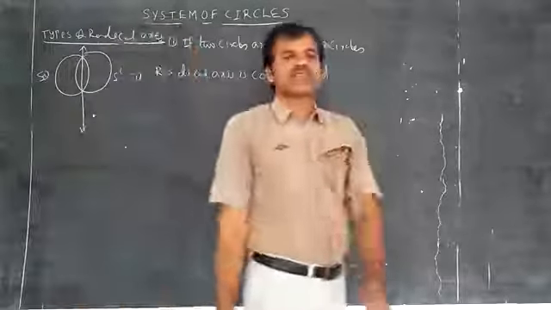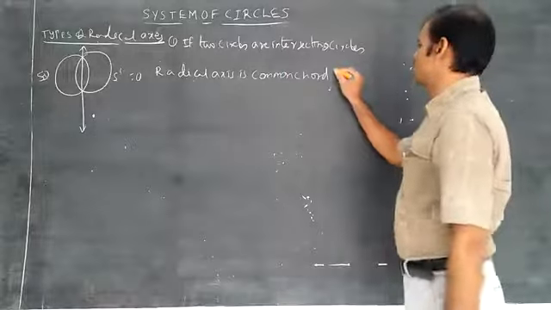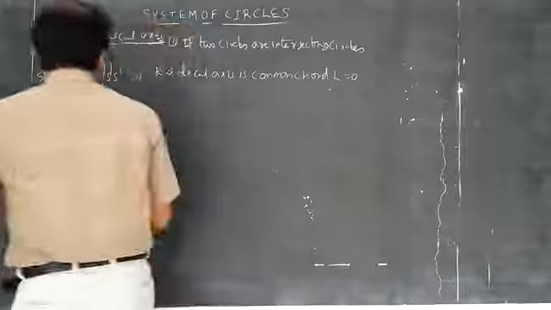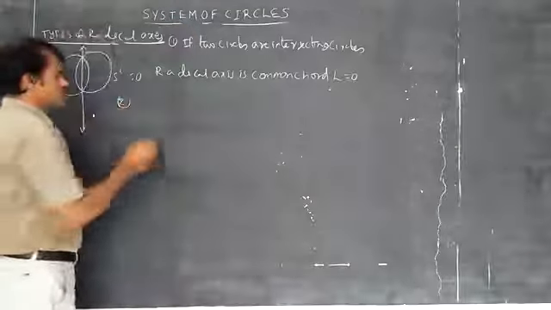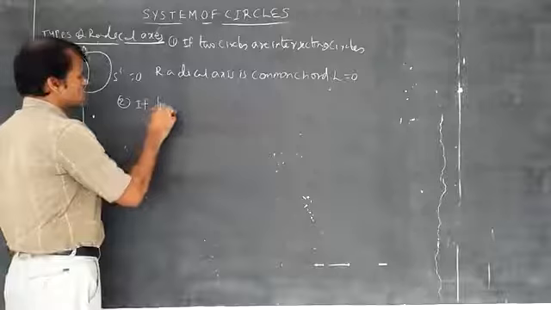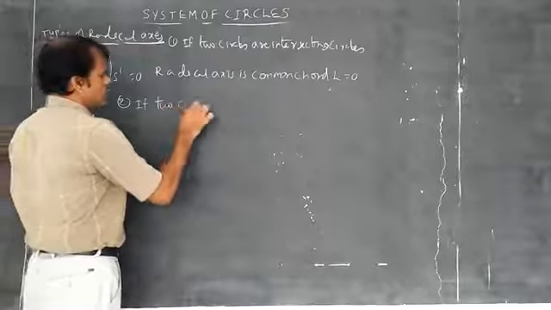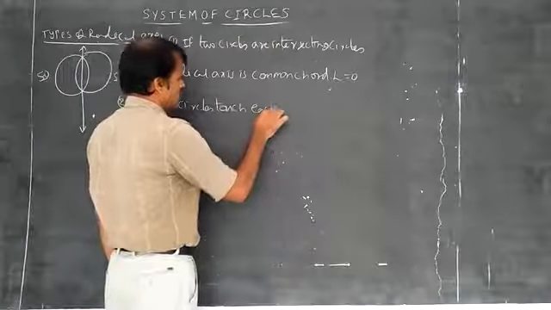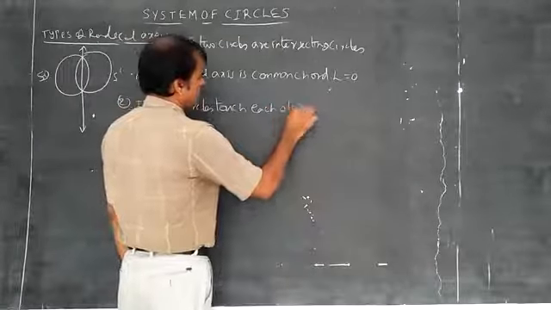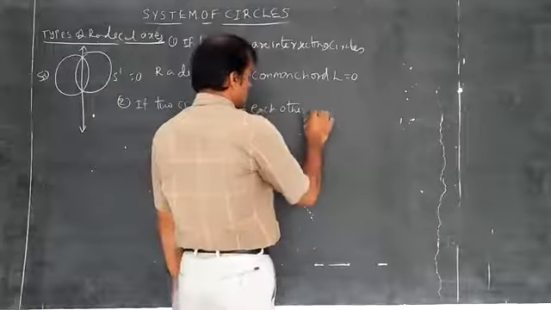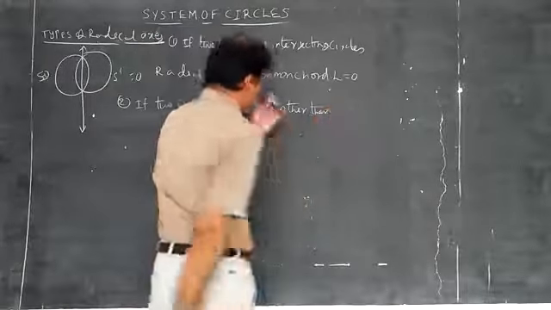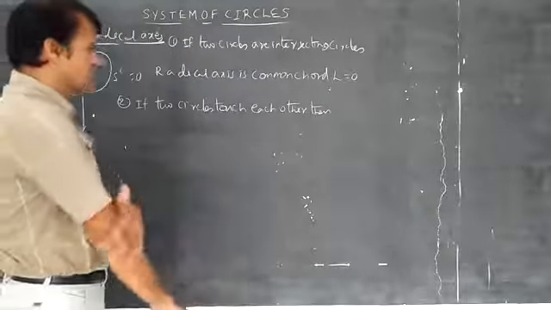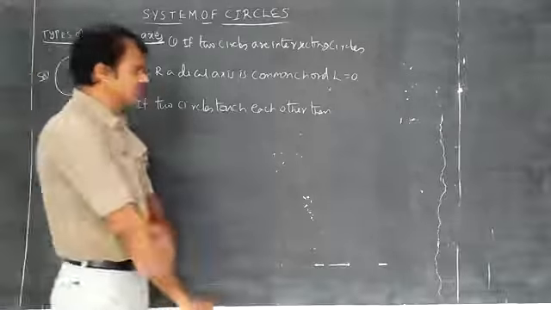Whenever the radical axis is a line, whether it is a common chord, a straight line or a tangent, it is denoted by L equal to 0. Next, the second case: if two circles touch each other, externally or internally, but the circles should not be concentric.